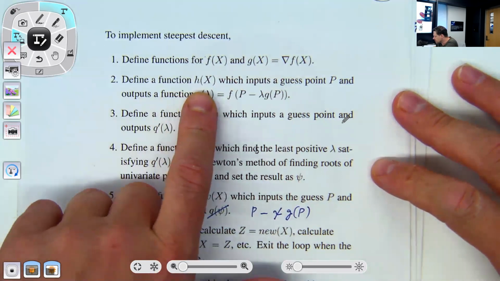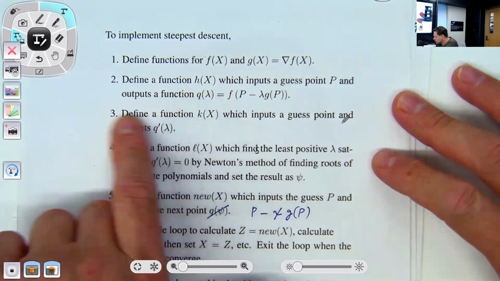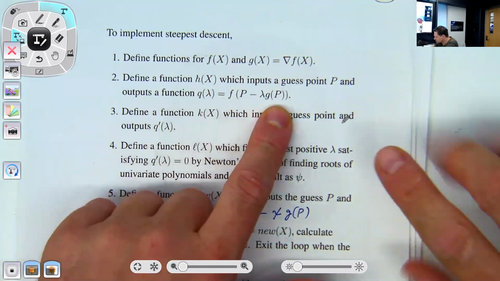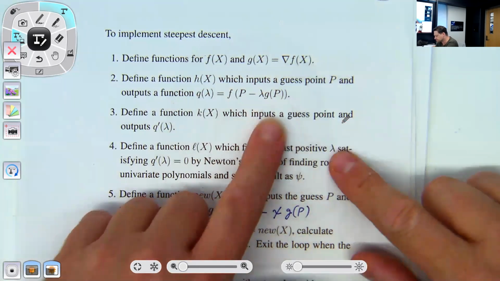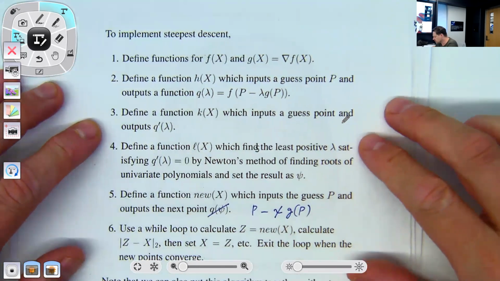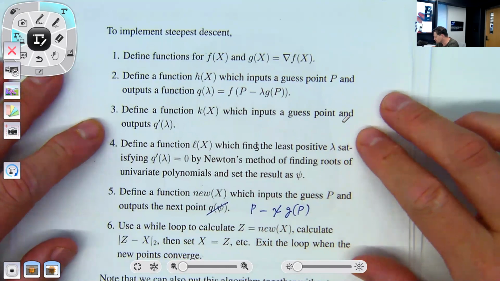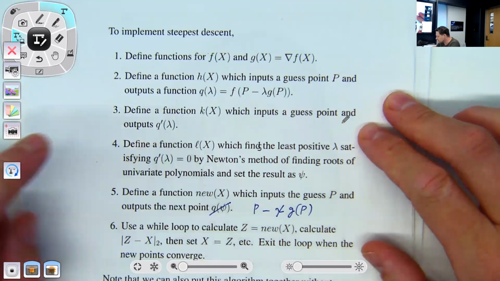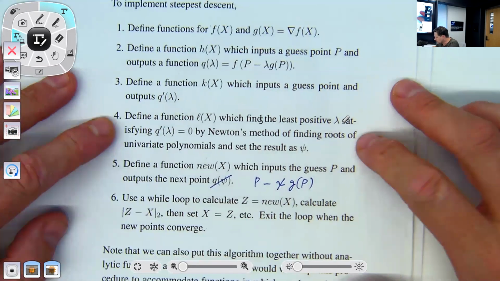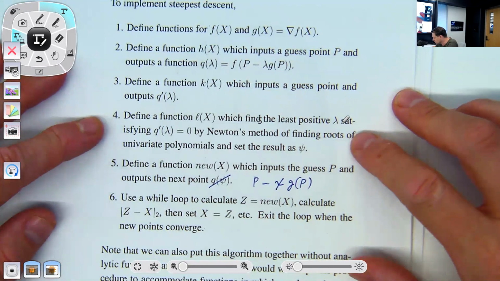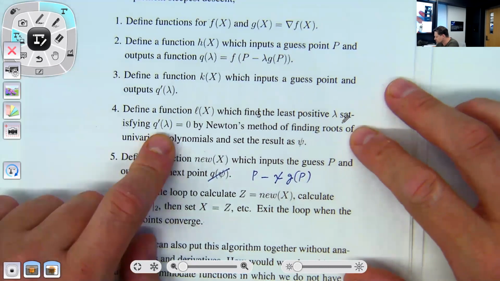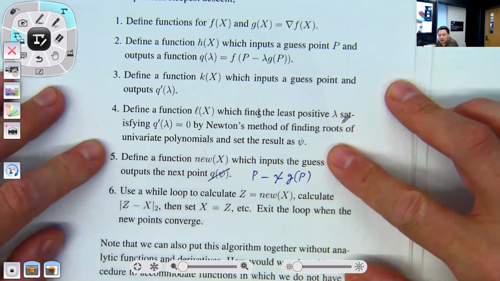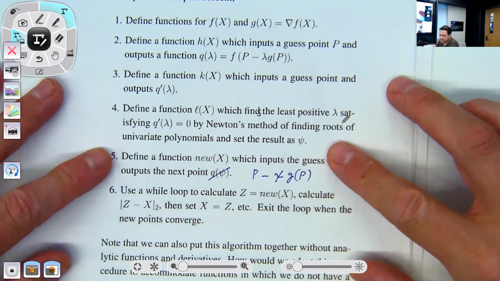Define a function h, which inputs a guess point and outputs f of p minus lambda g of p. Remember, g of p is the gradient at p. Your next step, define a function k, which inputs a guess point and outputs the first derivative with respect to lambda. Define a function L, which finds the least positive lambda satisfying first derivative 0. Now, you could use Newton's method of finding roots, for example, if you wanted to do that numerically.